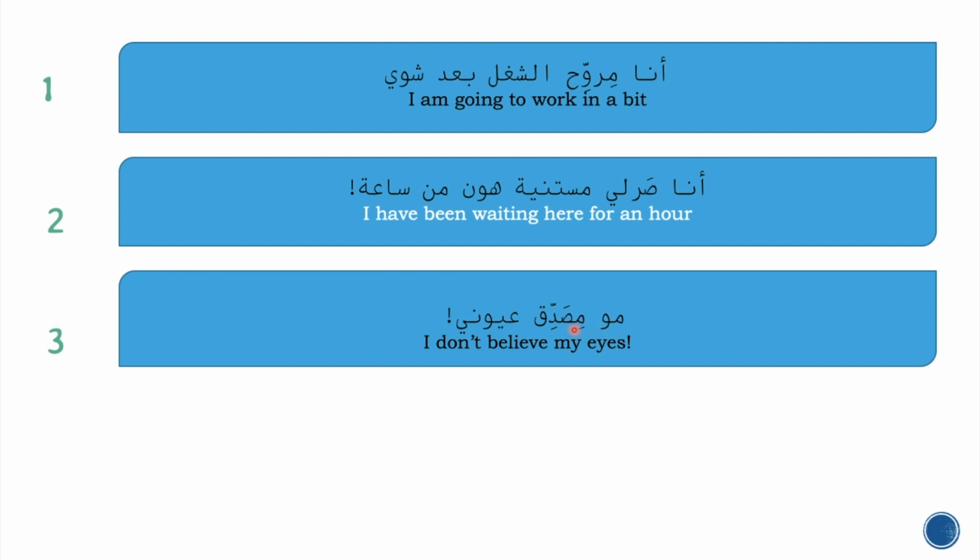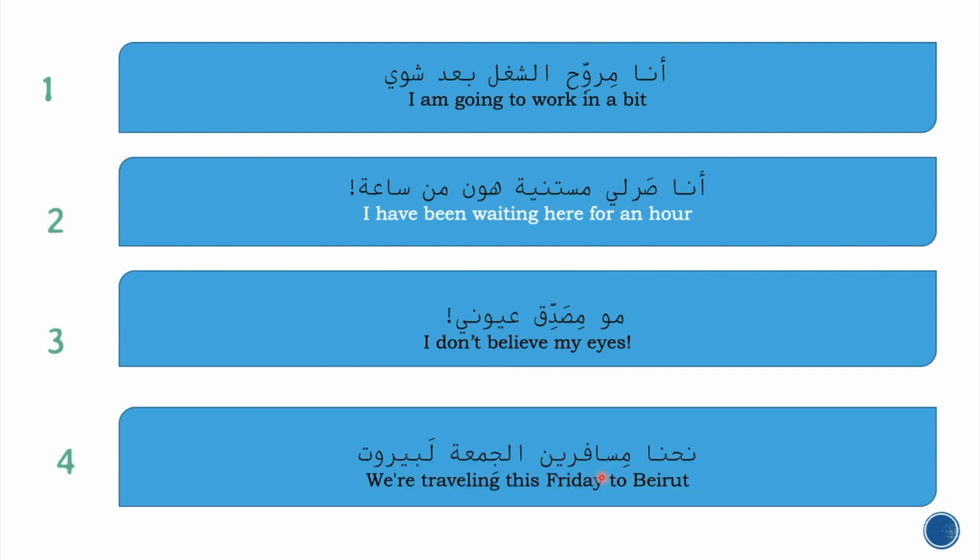مو مصدق عيوني. So here we've got the active participle. مصدق is conjugated from the verb صدق, which is to believe. So مو مصدق عيوني, I don't believe my eyes, or I can't believe what I am seeing. نحنا مسافرين الجمعة لبيروت. We are traveling this Friday to Beirut.